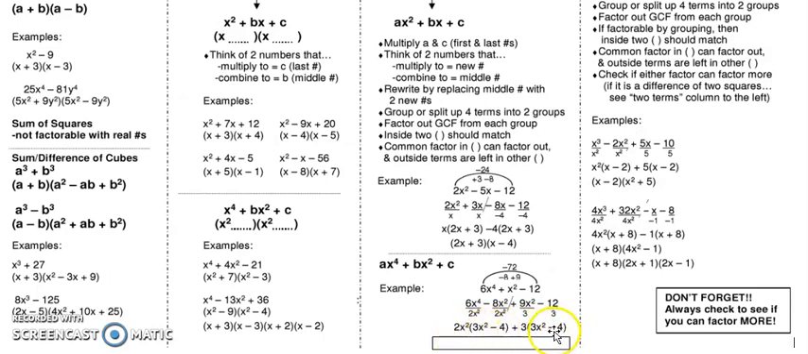Notice these are the exact same thing, and so now you can pull that out. And so this will be your final answer. You could try factoring both of these. It won't go any further than that, so you would be done at this point.